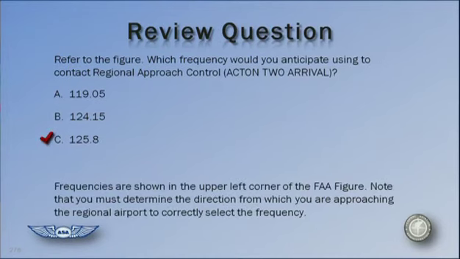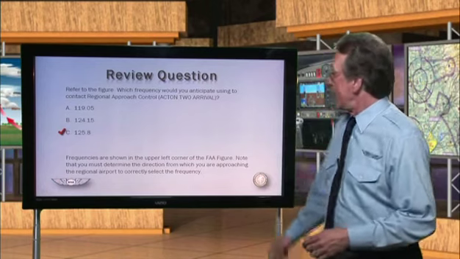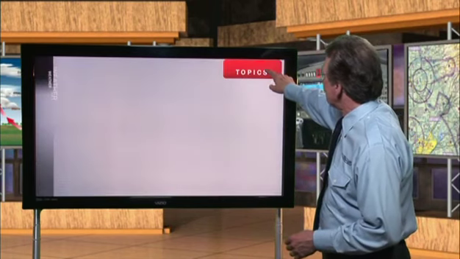Frequencies are shown in the upper left corner of the FAA figure, which we just looked at. Note that you must determine the direction from which you are approaching the regional airport to correctly select the frequency. Okay, we handled all that. Let's move to a new topic.